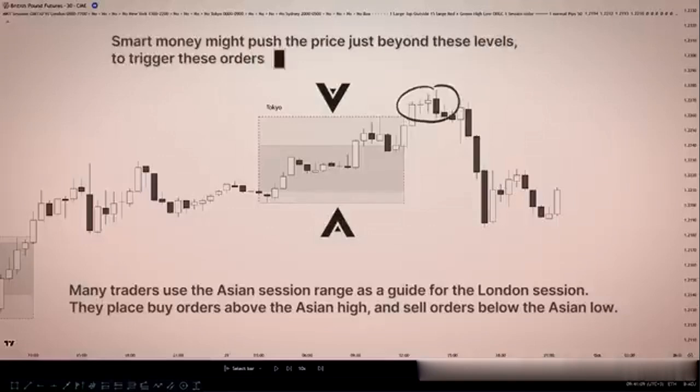Smart money might push the price just beyond these levels to trigger these orders, creating liquidity that they can trade against. They might spike the price above the Asian high, triggering buy orders, only to sell into this liquidity and push the price back down.